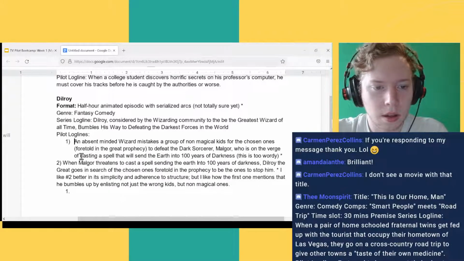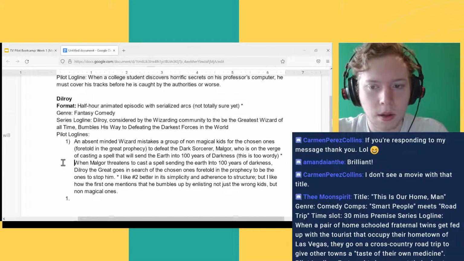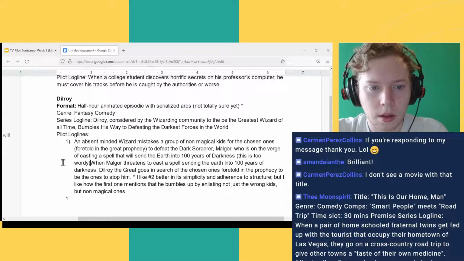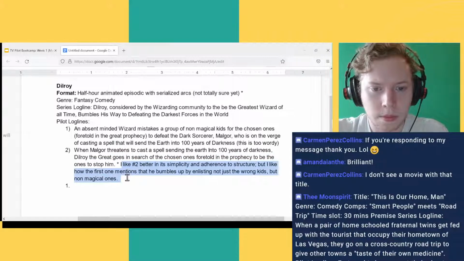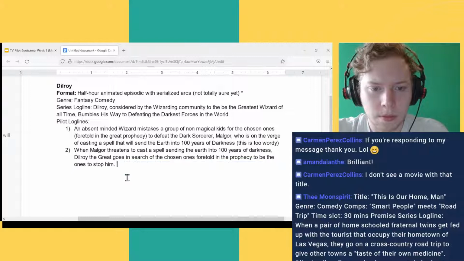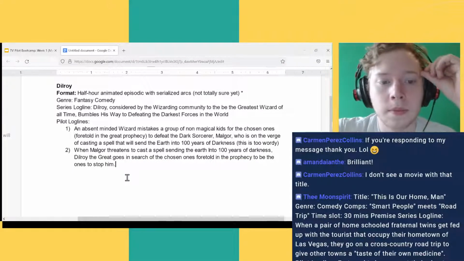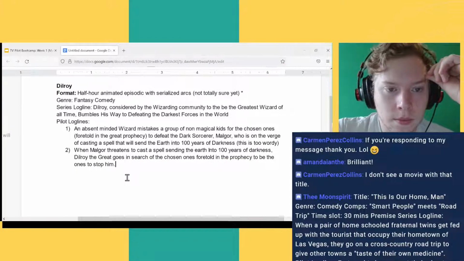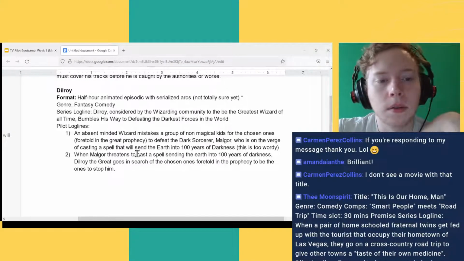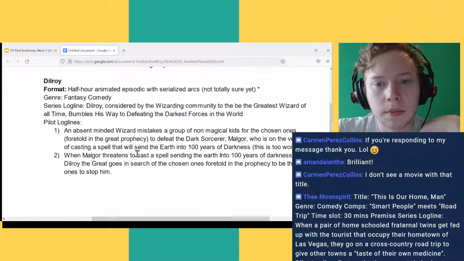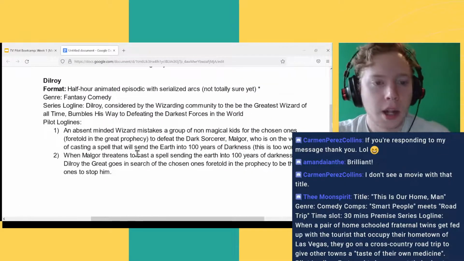Okay. And then another one based off of your structure, which I used: When Malgor threatens to cast a spell, sending the Earth into 100 years of darkness, Dilroy the Great goes in search of the chosen ones, foretold in the prophecy to be the ones to stop him. So that one doesn't reveal that the chosen ones are the incorrect kids. Right. So I feel like a merging of those two. I don't know what your take is on that. Okay, sure. Yeah, let's take a look.